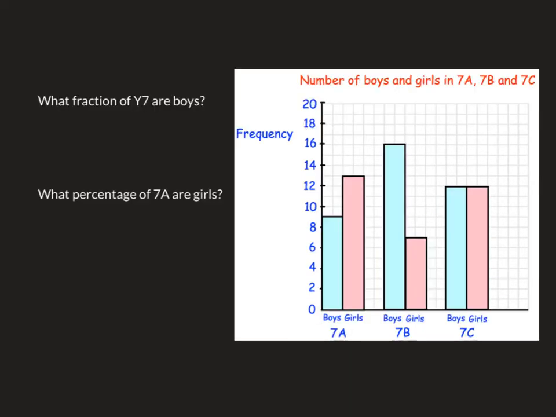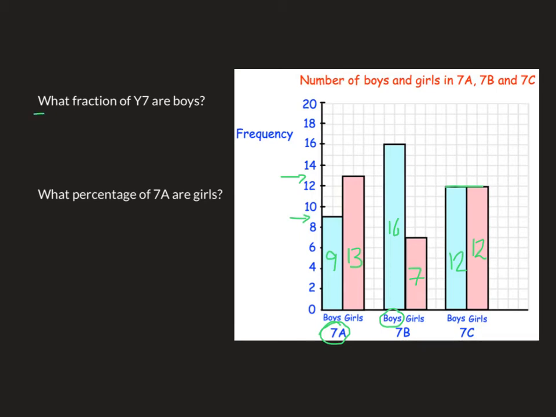Here is an example of a dual bar plot. Hopefully you can use your intuition to work out how to interpret these. Let's have a look at some of these statistics. We've got numbers of boys and girls in 7A, 7B and 7C. In 7A, we've got 9 boys and 13 girls. In 7B, we've got 16 boys, that's the boys down here, and we've got 7 girls. In 7C, we've got 12 boys, and we can see that it's the same level, so we've got 12 girls as well. So that's basically what this graph is telling us.